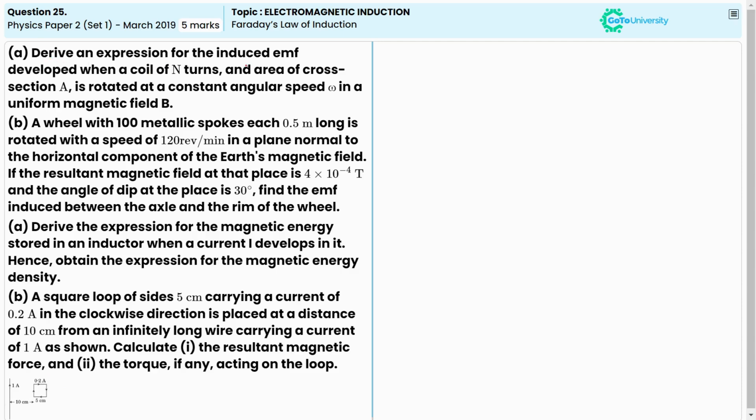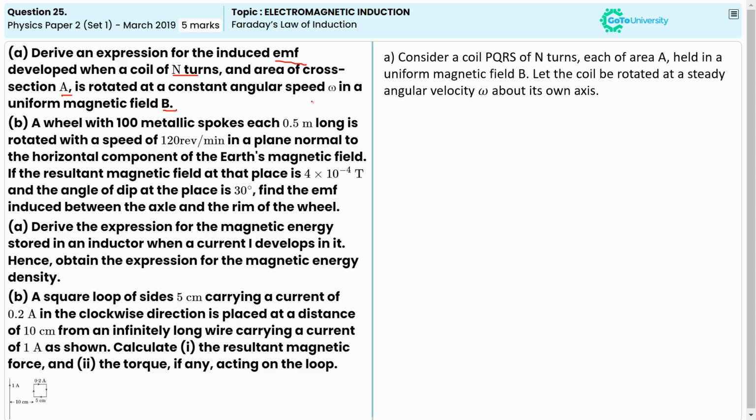Derive an expression for the induced EMF developed when a coil of n turns and area of cross-section A is rotated at a constant angular speed omega in a uniform magnetic field B. Okay. So here, consider a coil PQRS of n turns, each of area A, held in a uniform magnetic field B. Let the coil be rotated at a steady angular velocity omega about its own axis.